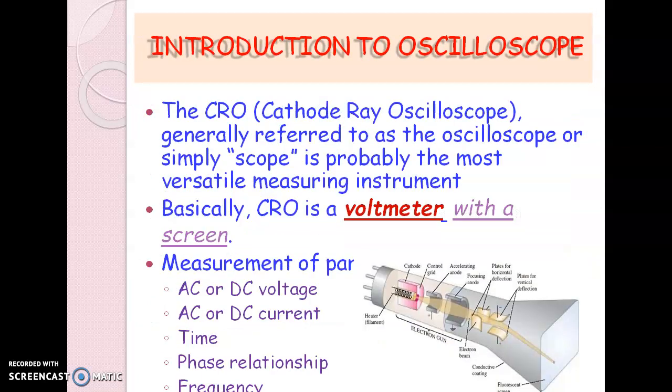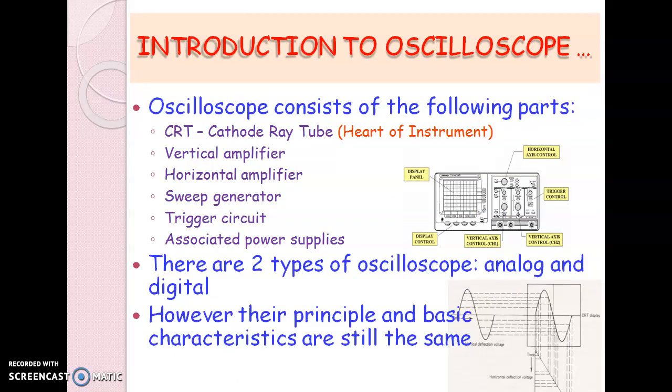Introduction to oscilloscope. CRO is generally referred to as oscilloscope. Simply, the scope is probably the most versatile measuring instrument. Basically, CRO is a voltmeter with a screen. Measurement of power, AC or DC voltage, AC or DC current. This is an introduction to oscilloscope.